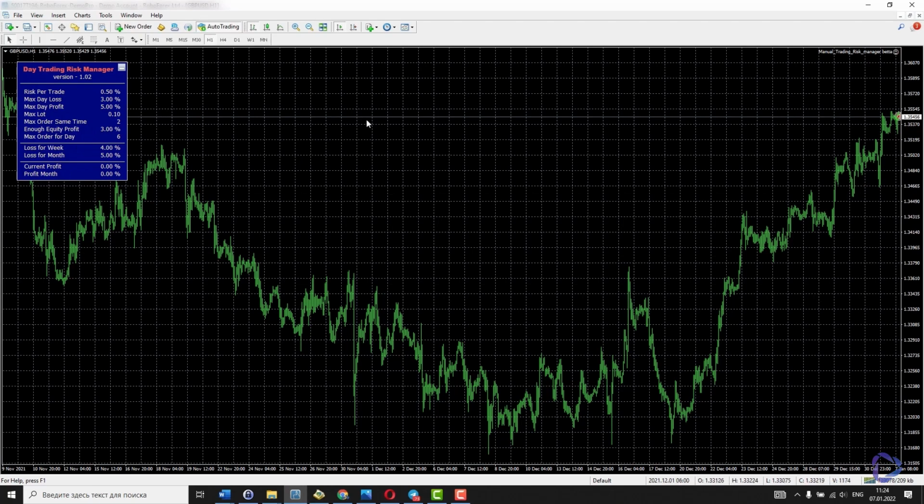As we observe, it displays the risk per trade, indicating the risk associated with each trade. Following that, we have the max day loss, which represents the maximum allowable daily loss. Once this threshold is reached, no further trades can be initiated and existing trades will be promptly closed. The maximum daily profit, after reaching it, no more trades will be possible, or more precisely, you can open them, but they will immediately close.